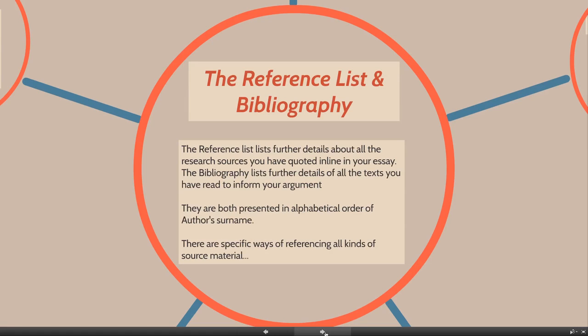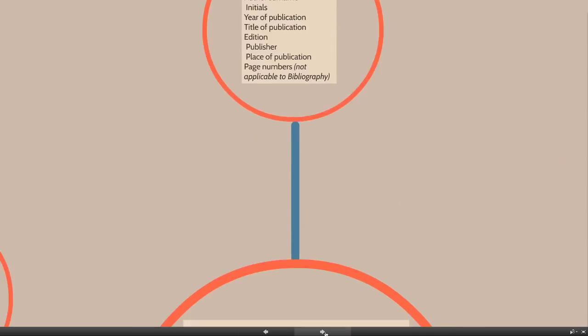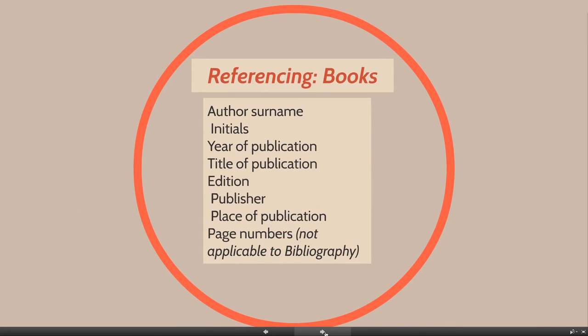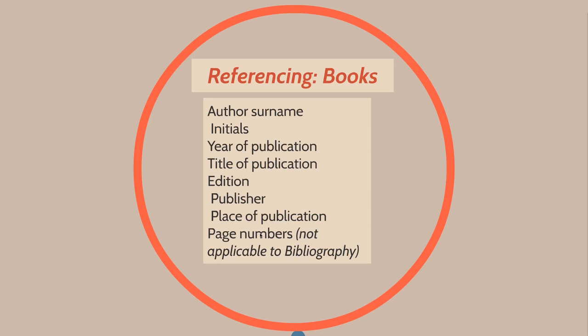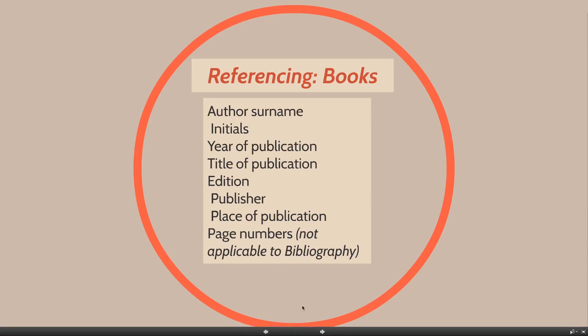There are specific ways of referencing all kinds of source material. So when you reference books, you'll reference with the author's surname, followed by the initials, followed by the year of the publication, followed by the title of publication, the edition, and if it's a first edition, there won't be an edition number, so you simply don't put anything in there. The publisher, the place of publication, and the page numbers. That's in the reference list only. If you're putting a book in the bibliography, you won't need to give the page numbers.